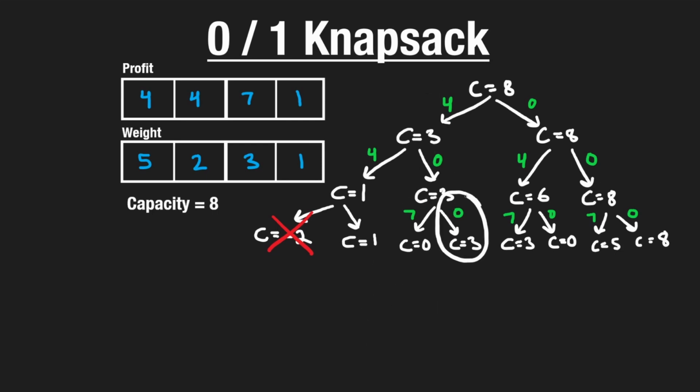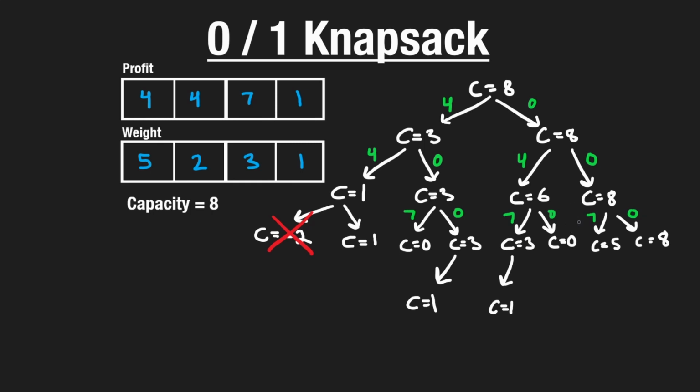Going down this chain, we actually do have enough capacity for that item. So that would leave us with a capacity of 1. Here, we also have enough capacity for it. For each of these, we will also do the path where we don't include it, but I'm not going to draw that out because those won't lead us to the solution anyway.